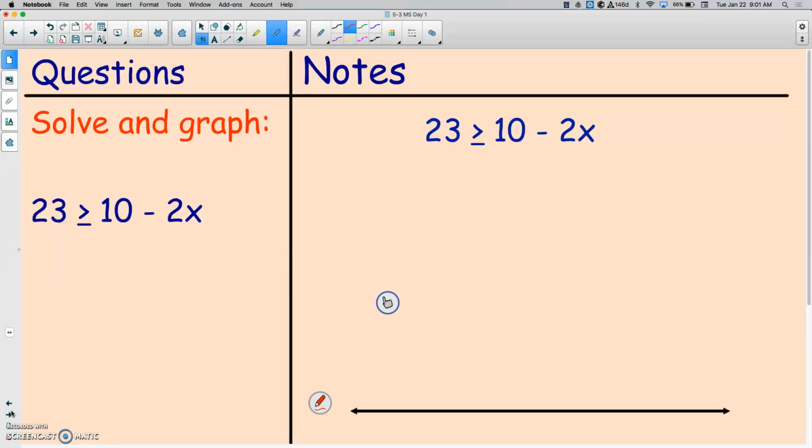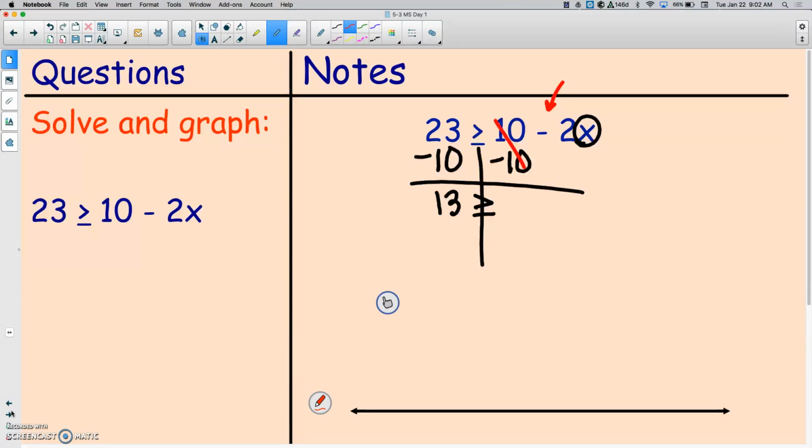Example number 3. This one's a little bit trickier. The first thing I need to do is the inverse of 10. Because this is a positive 10, I need to subtract it to cancel it out. The negative sign right here is on the 2x, not on the 10. So 23 minus 10 is 13. Subtracting does not change my symbol.